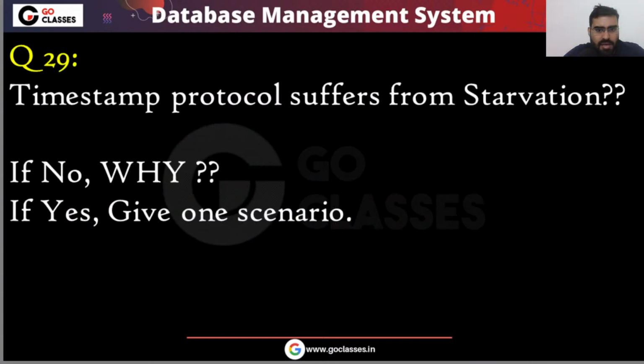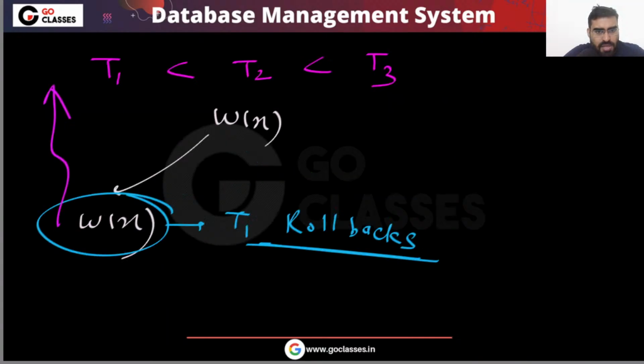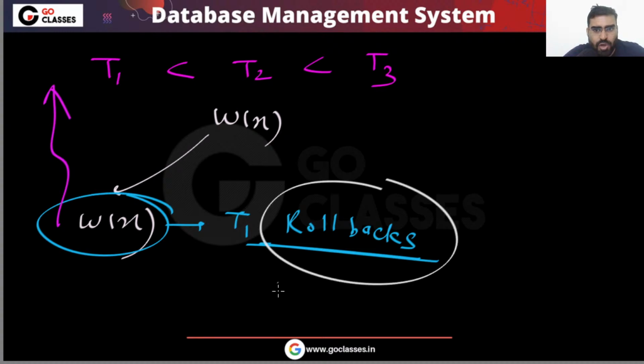Is this basically the explanation? The reason is clear: a transaction will never wait. If you are not able to perform some operation, then you will abort and immediately roll back. So you will never wait, and because you are never waiting, there is no possibility of deadlock.